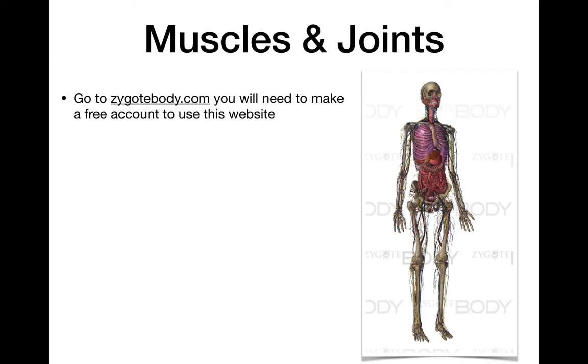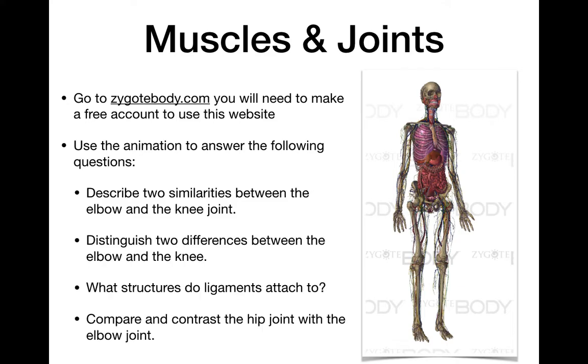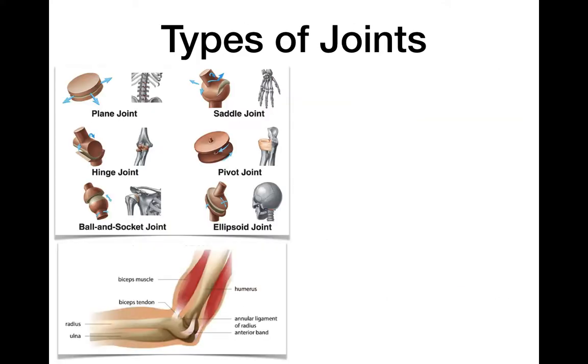Okay, so remember about Zygote Body, you can go there and look at all the different systems. A really useful review tool for topic 6 and topic 11, so feel free to use that. And then look at different questions, the different joints, ligaments, that kind of stuff.